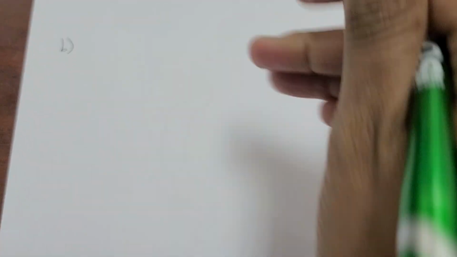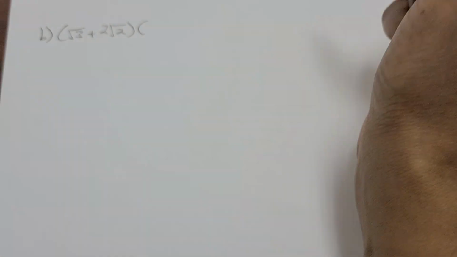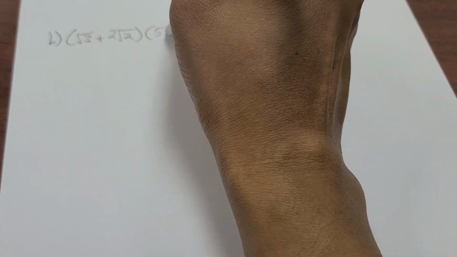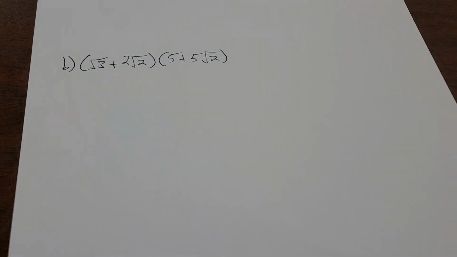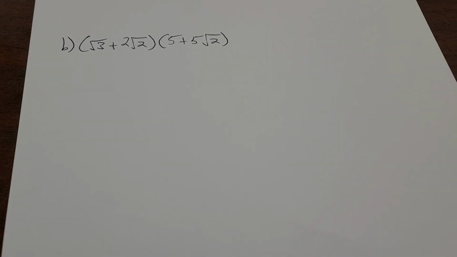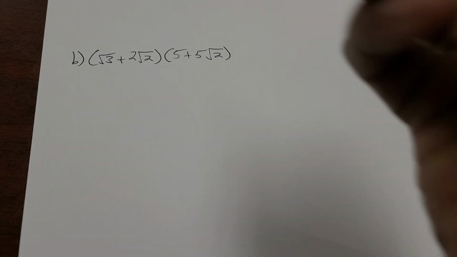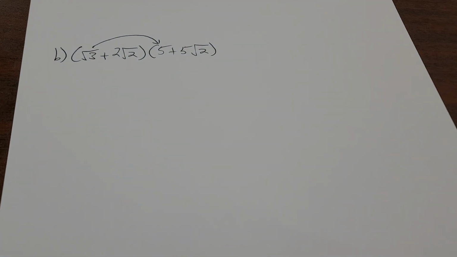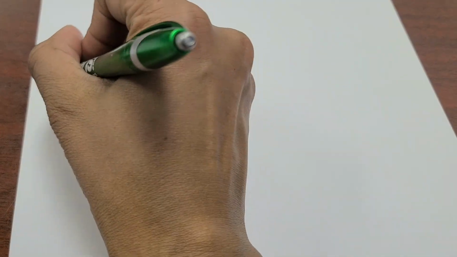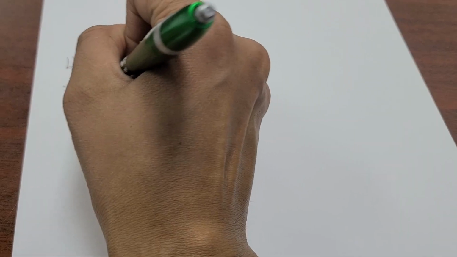Okay, so with that, I think let's try one more example here. Let's go to B. It looks very similar. It says root 3 plus 2 root 2, and then 5 plus 5 root 2. Okay, so this is a question, but we're going to do the same thing we did before. We're going to FOIL this out. This is root 3 times 5, so 5 root 3.